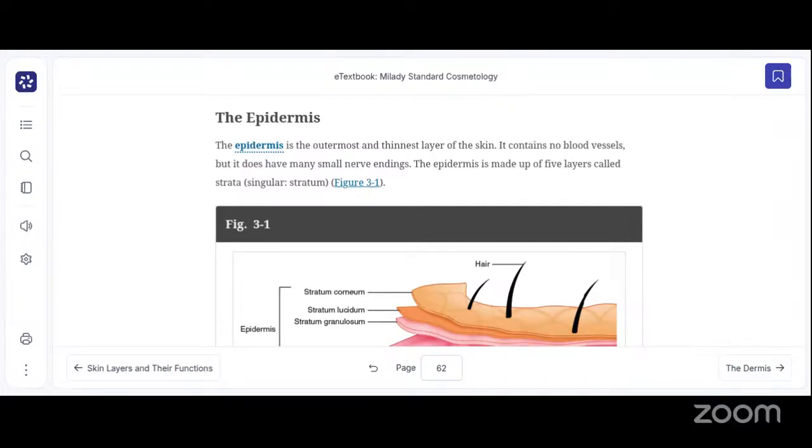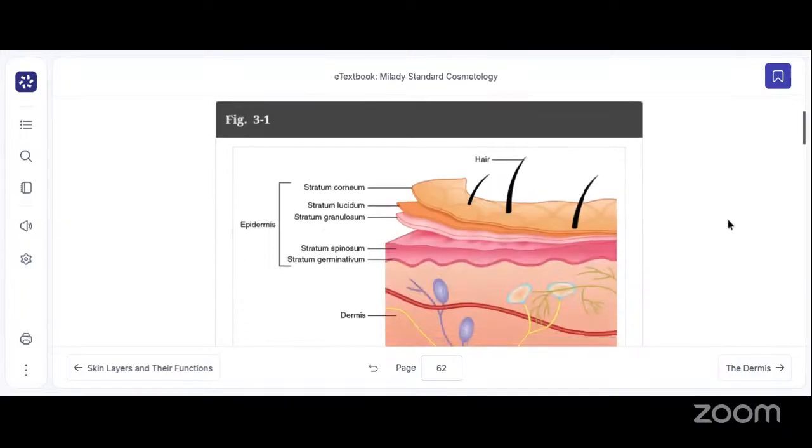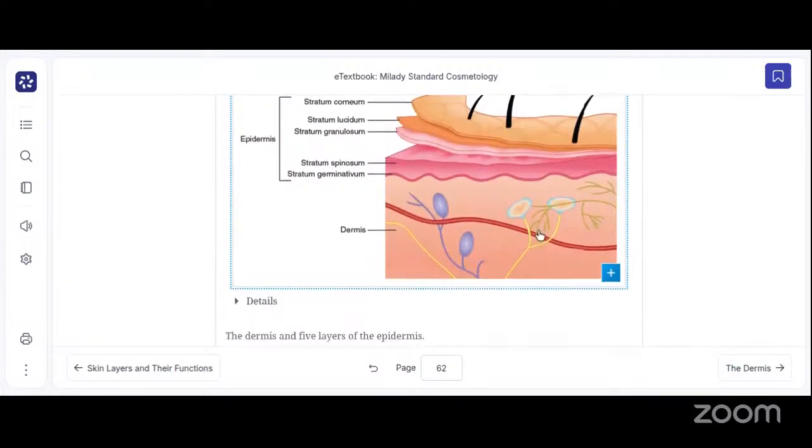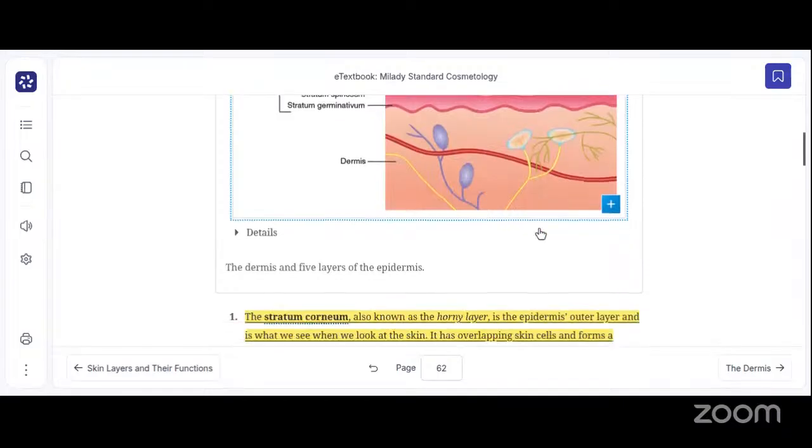The epidermis is made up of five layers, called strata. So it is a thin layer, and it has sublayers, five of them: the corneum, lucidum, granulosum, spinosum, and germinativum. Those are the five layers of the epidermis. This is a great diagram for you to look at. Then comes the dermis. This is where we begin to see blood vessels.